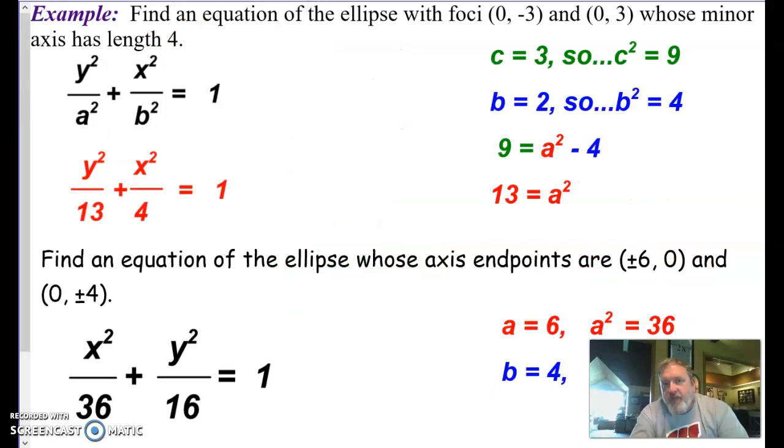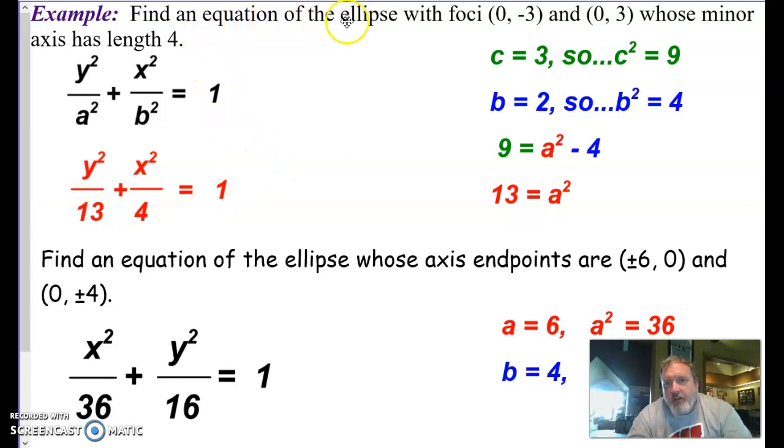All right, last slide for today. You're going to see examples like this where they're going to give you a sentence. They're going to give you enough details so that you can write the equation. So we got the answer here, but how did we get there?